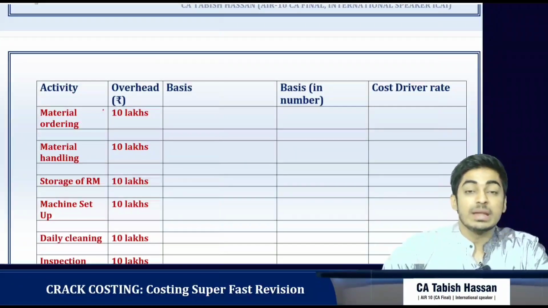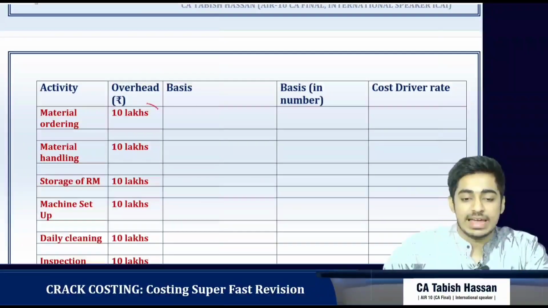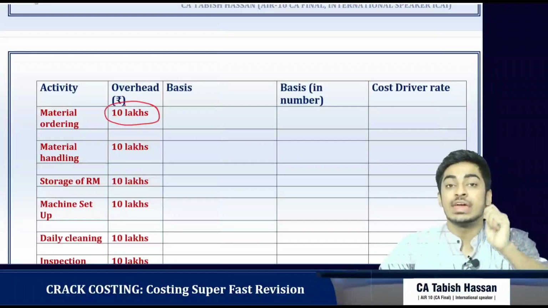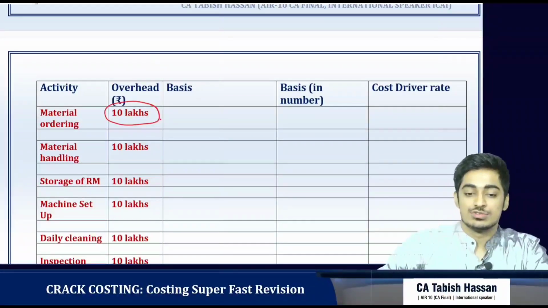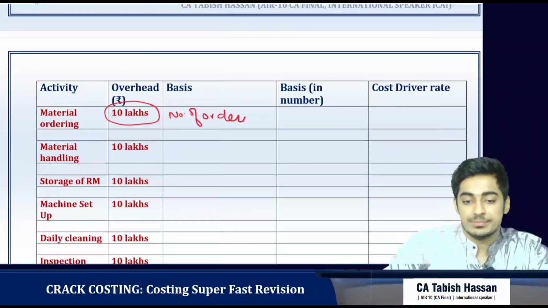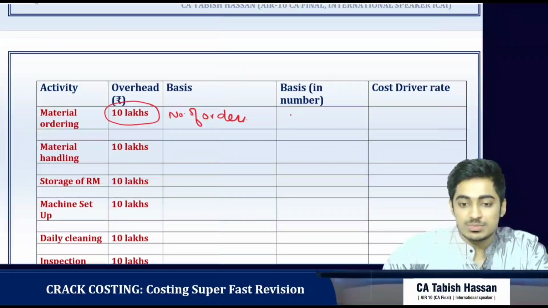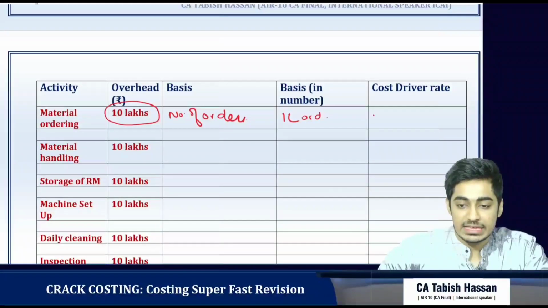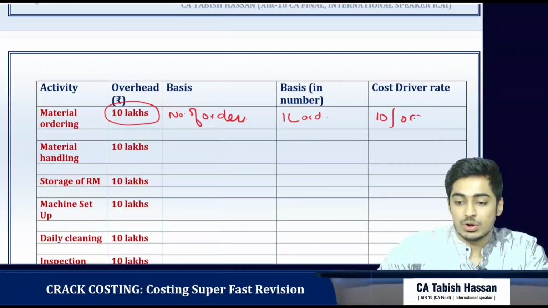So we've got the material ordering cost of 10 lakhs. So what is it based on? Material ordering cost is incurred every time we order the material. So it is based on number of orders made. Assume the number of orders made is 1 lakh orders. So we get the rate as rupee 10 per order placed.